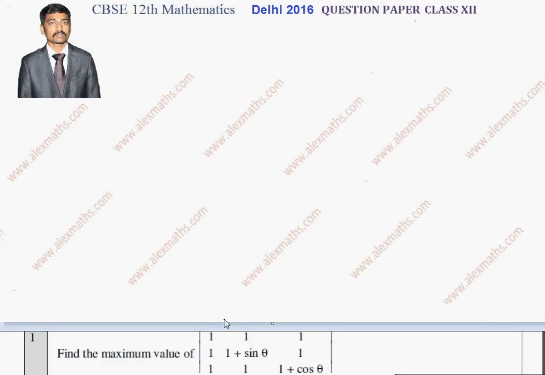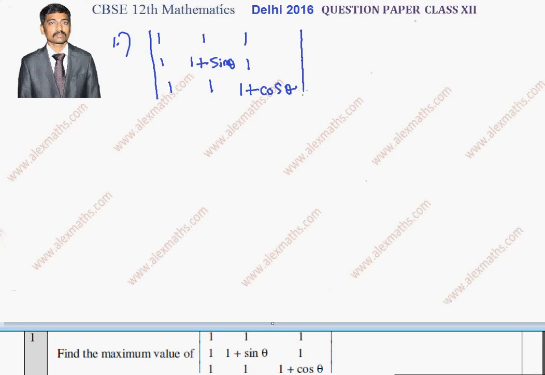Question number 1. Find the maximum value of the given determinant. First row is 1, 1, 1. Then second row 1, 1 plus sine theta, 1. Then 1, 1, 1 plus cos theta. We have to find the maximum value of this determinant.